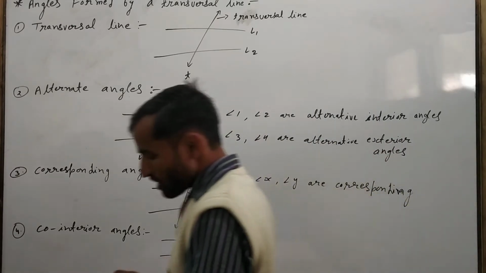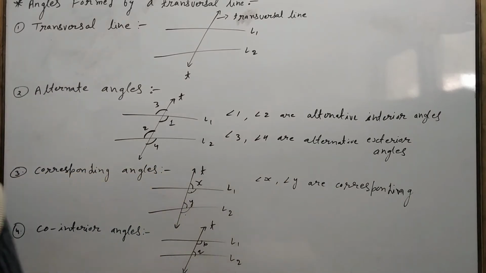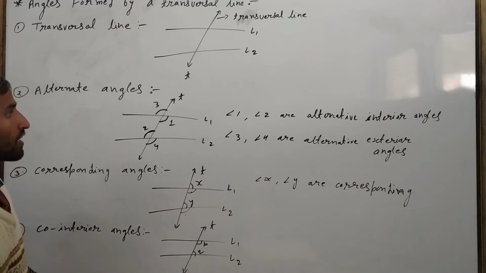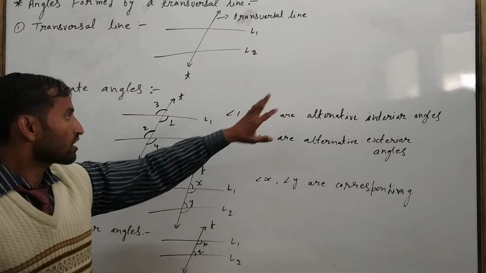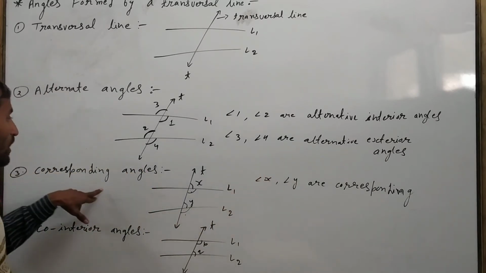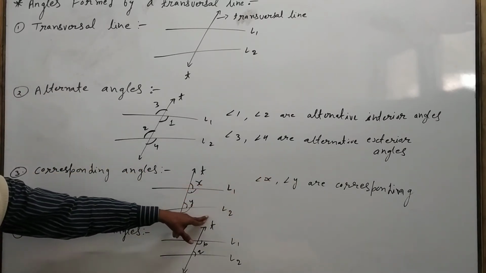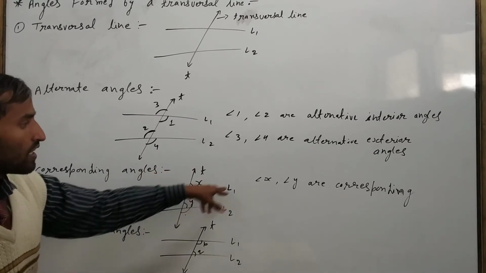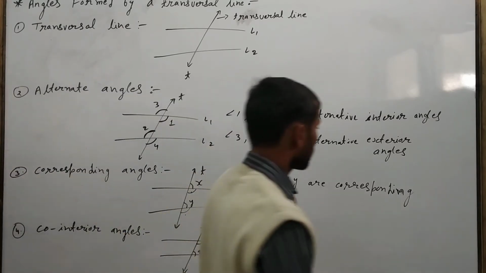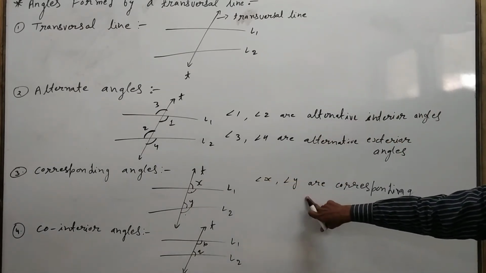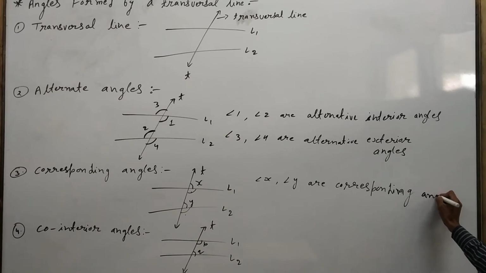The angles will be equal if the lines are parallel. If lines L1 and L2 are parallel, then the alternate interior angles will both be equal and the alternate exterior angles will also be equal. And for corresponding angles, if L1 and L2 are parallel and the transversal line is there, then x and y will also be equal. Corresponding angles are equal if the lines are parallel, otherwise not. So angle x comma angle y are corresponding angles.